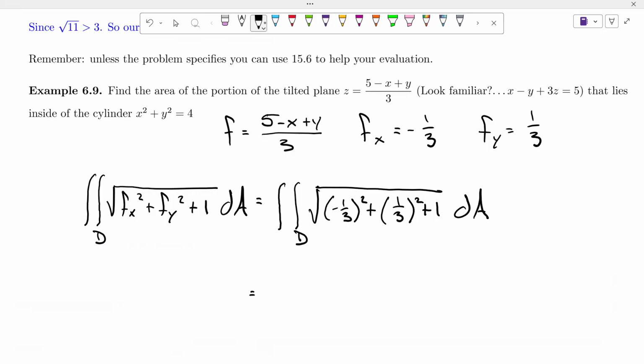And a bunch of that is going to simplify out rather nicely. Notice that there are no variables left on the inside of that square root. In fact, everything is just a number. I've got 1/9 plus 1/9 plus 1, or 9 over 9. The inside of that should just work out to the square root of 11 over 3.